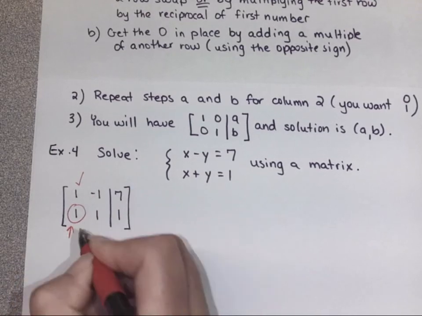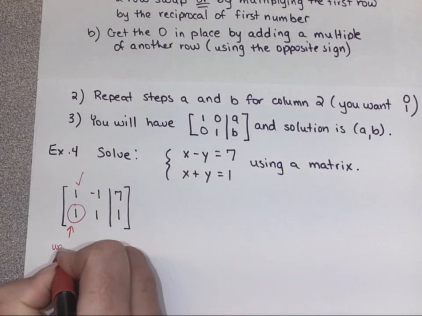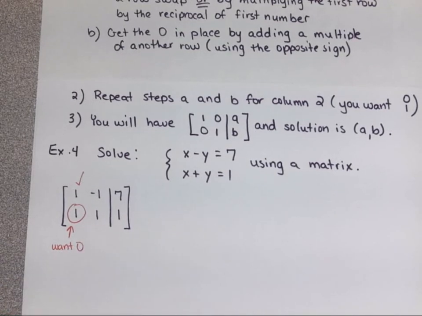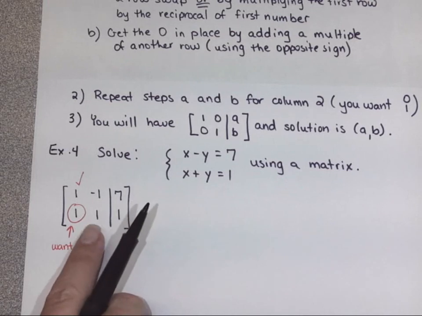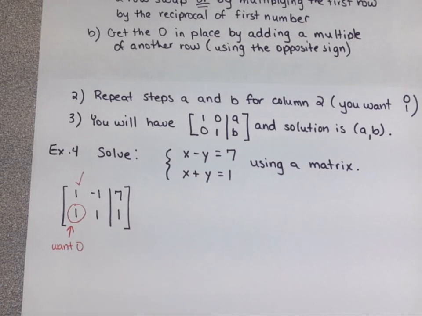Okay, and what do we want this guy to be? We want this to be a 0. Okay, so we get this to be a 0 by changing which row? Which row do we want to change for sure? The second row, right? The first row is actually good. We want to keep the first row. We want to change the second row.